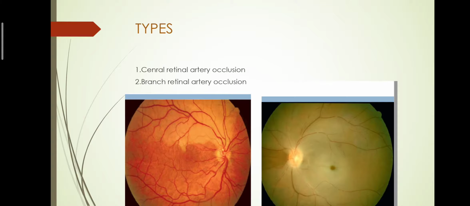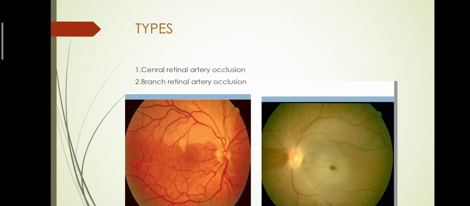Like I told you, there are two types: branch retinal artery occlusion and central retinal artery occlusion. Like you can see in the first picture, it is branch retinal. You can see only in one quadrant, along one branch of the retinal artery, you are having the ischemia. Whereas in the second picture, you can see the complete retina is appearing pale and whitish. So this is a case of central retinal artery occlusion.